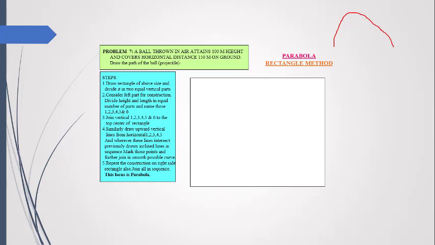So draw its projectile motion with the help of the rectangle method. Here you can see that a rectangle is drawn. A rectangle is a geometrical shape that has opposite sides equal in length, but not all four sides are equal. Divide the rectangle in 2 equal parts, and again divide the sides in equal parts, like this one: 1, 2, 3, 4, 5, 6, and on the bottom also 1, 2, 3, 4, 5, 6.